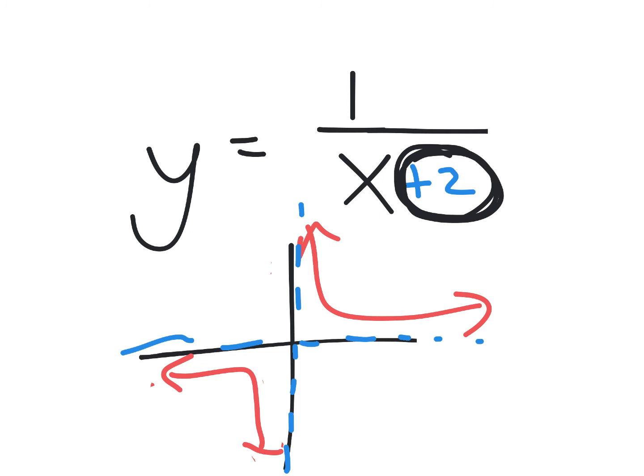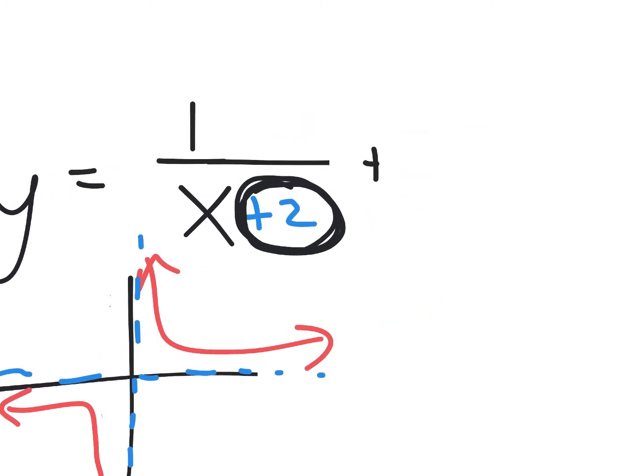Very good. What if I put a plus 7 here? That does not mean 7 to the right. That means 7 what? Up. That's up. That's left. What if they were negative? Well, then they'd be down and right.